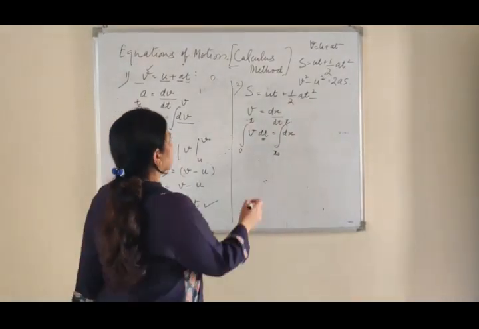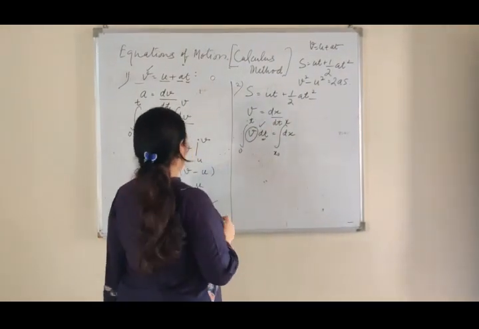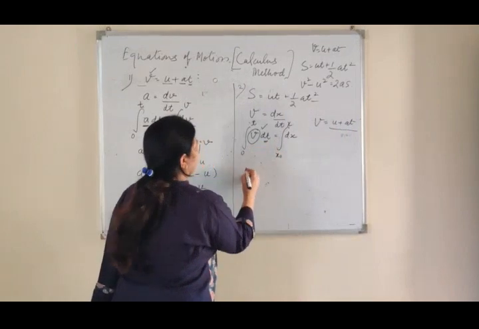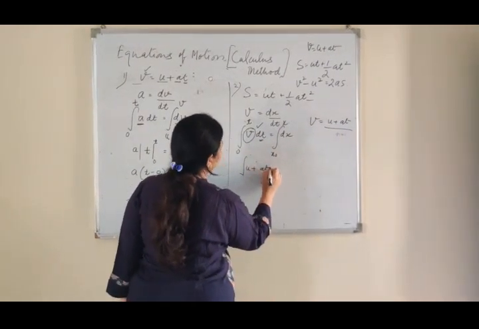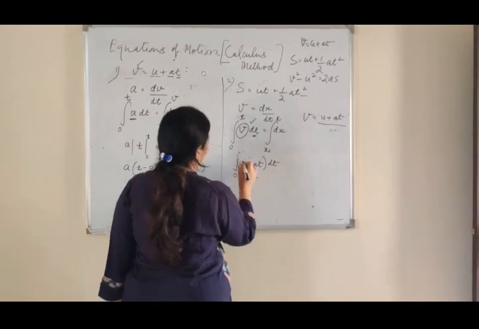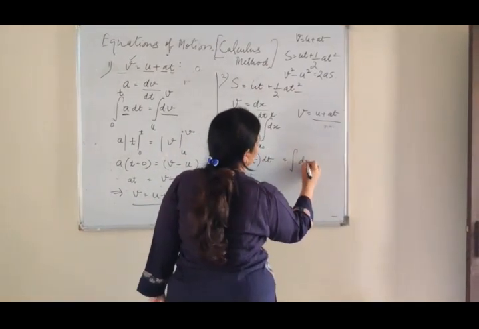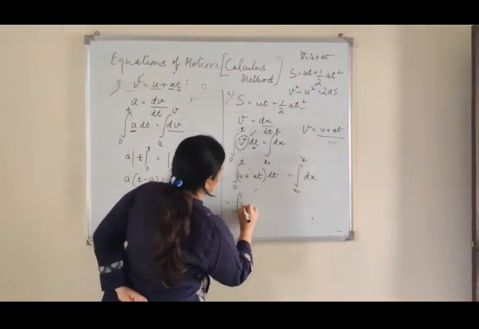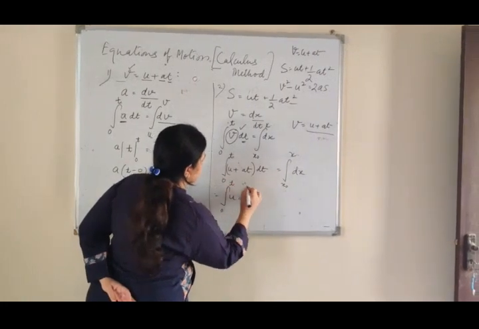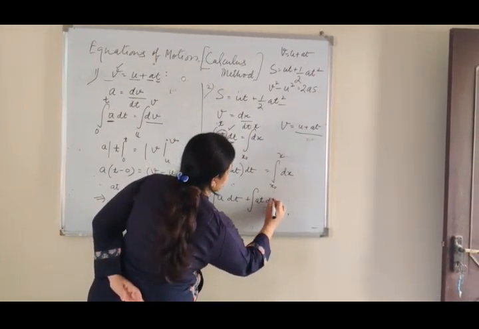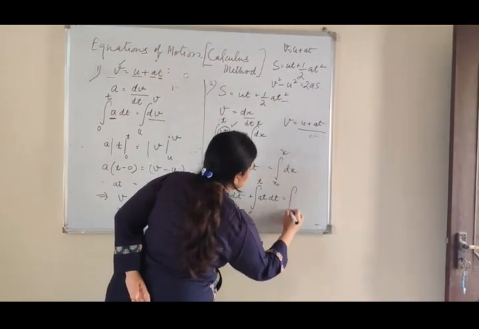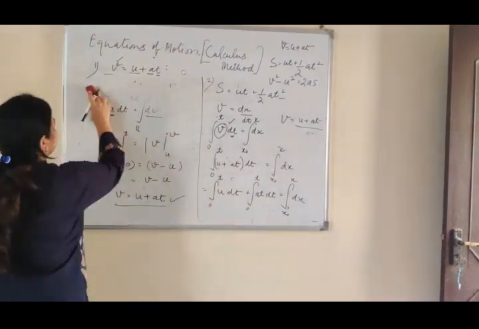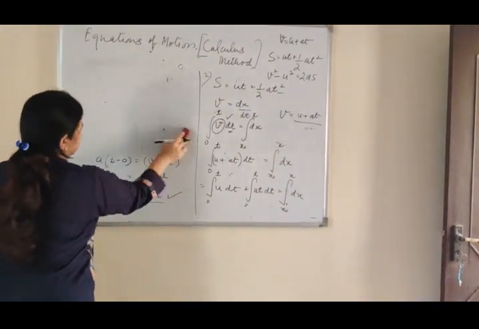is equal to t. Now as we have done the first equation of motion, that v is equal to u plus at, I can insert the value of v here. You will have u plus at dt from 0 to t is equal to dx from x naught to x. Now this can be written as u dt from 0 to t plus at dt from 0 to t, that is equal to dx from x naught to x. Now I will do the integration for these terms.